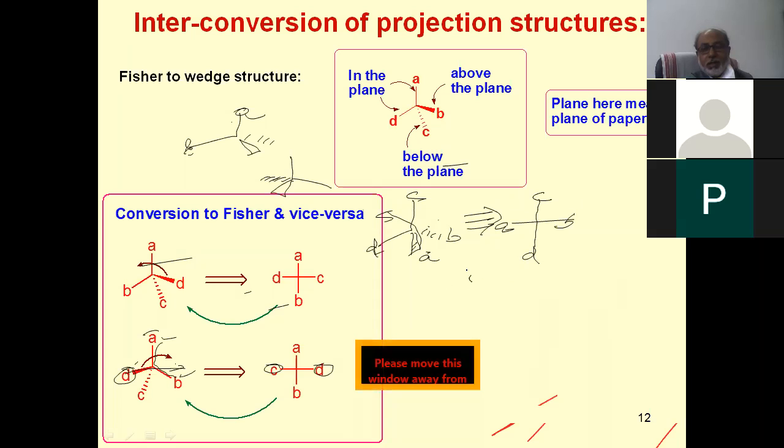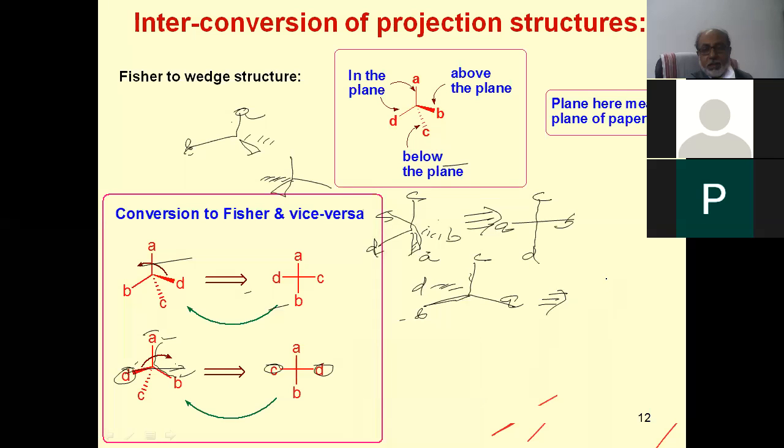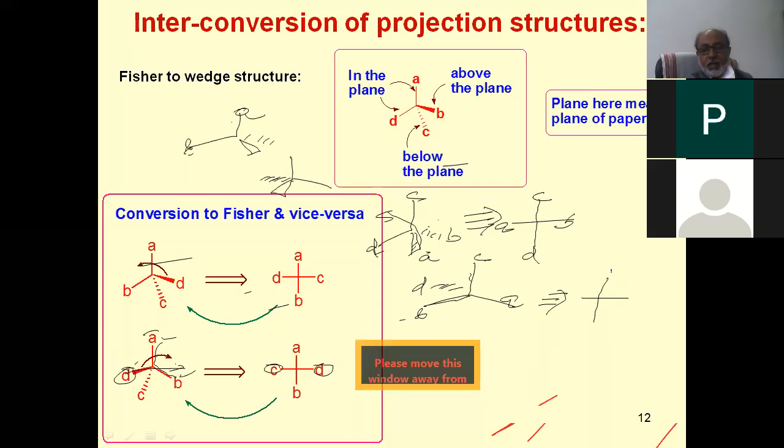Now suppose I write a structure like this. This side I say this is C, this is A, this is B, and this is A, B, D. Suppose. Tell me, convert it. What will be on the top? C. What will be the bottom? A.